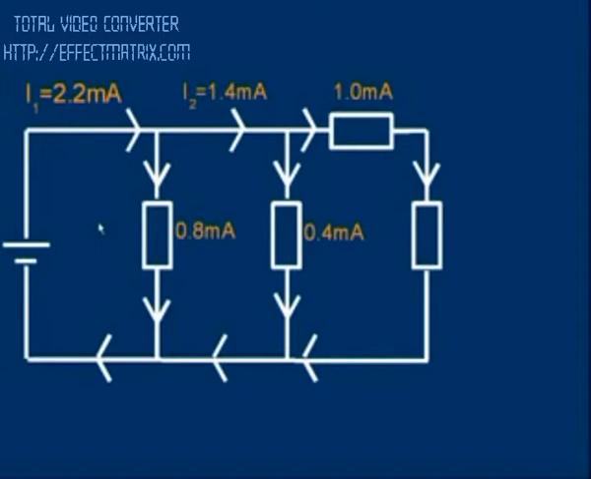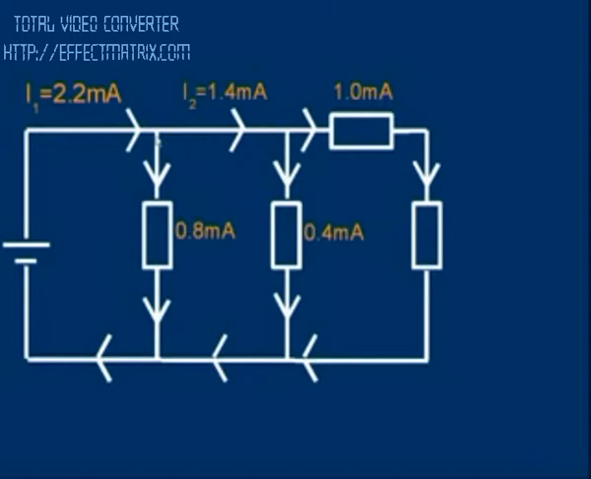Let's look at the junction on the top right. We know that the current leaving the junction is 1 milliamp and 0.4 milliamps, so the total leaving is 1.4. Therefore the total going into the junction is 1.4. I2 is 1.4 milliamps.